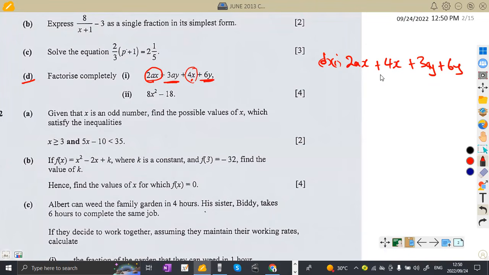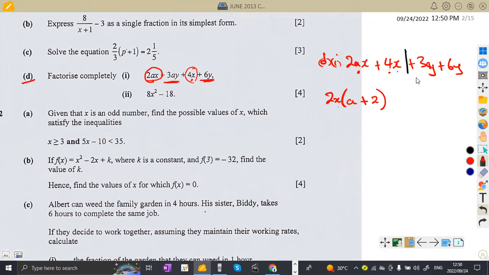But here we can group now into 2. So by grouping into 2, that means I have to find the highest common factor between these 2 terms, 2ax and 4x. So we are going to have 2 is common throughout, and also x is common. So our highest common factor is 2x. So 2ax divided by 2x, that's a, plus 4x divided by 2x. So 4 divided by 2, that is 2, and x will cancel. So we're going to have a plus 2.